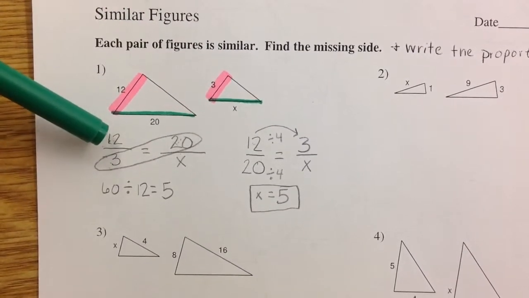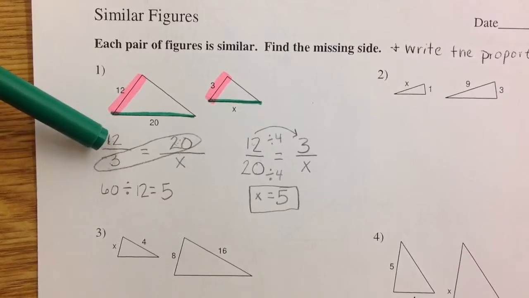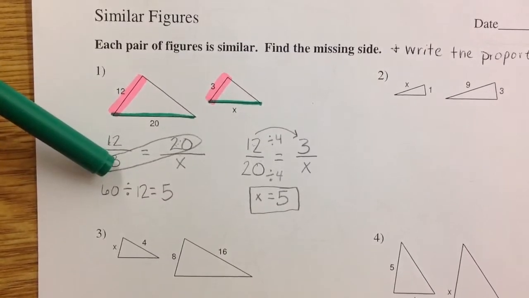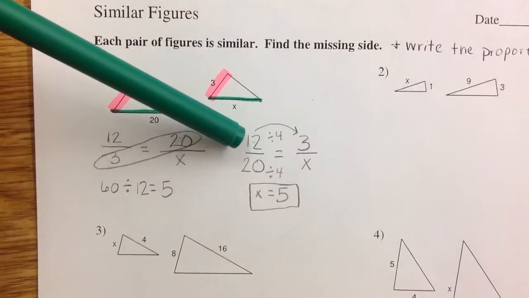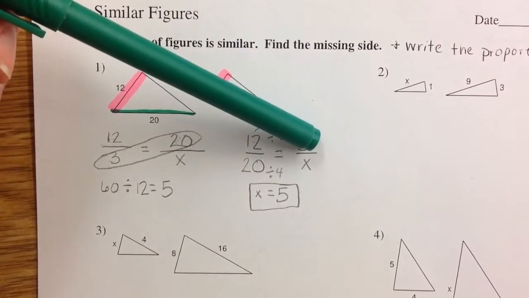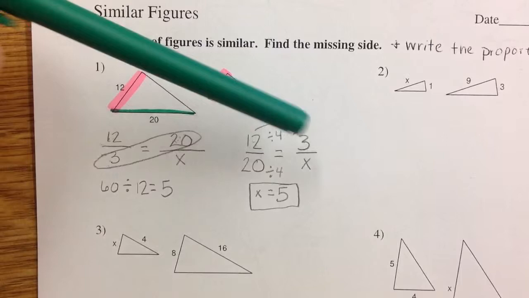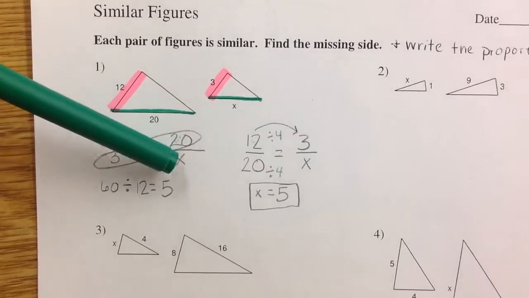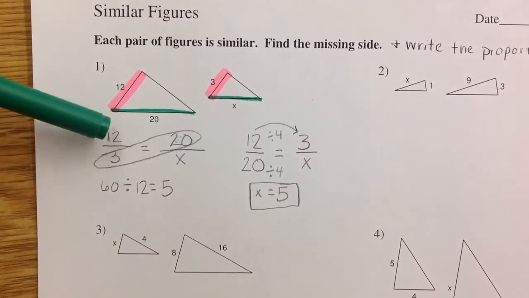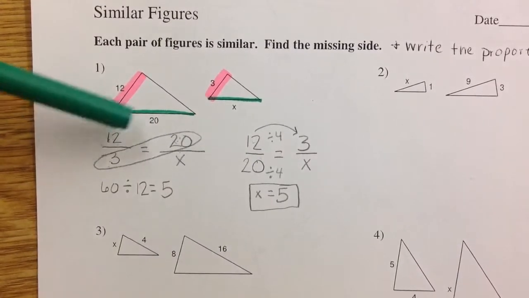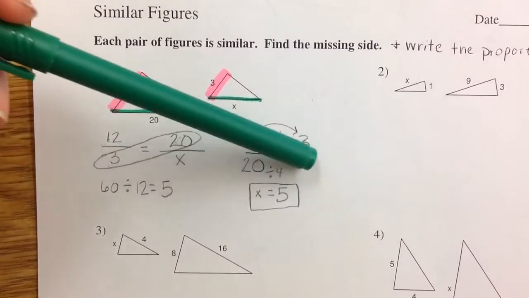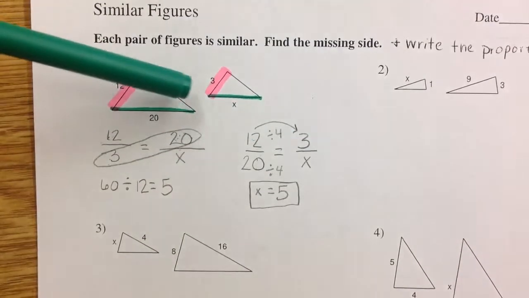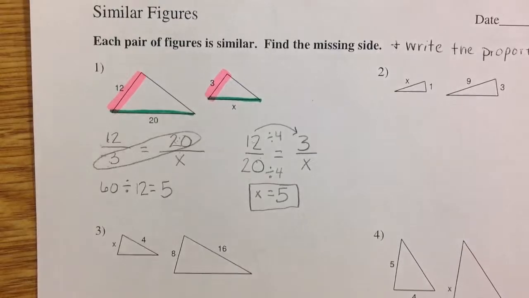When I set it up, you can do one of two ways. I have 12 and 3 together here, 12 on top, 3 on the bottom, or you can set it up with 12 across from 3. Either way, they have to be in one of those two spots. Then I have that equal to 20 over x. 20 has to go on top because it corresponds with the 12. Over here I have 20 and then x on the bottom too. They have to correspond, 3 with x, because they're both from the same triangle.